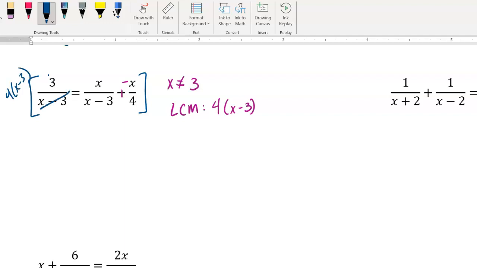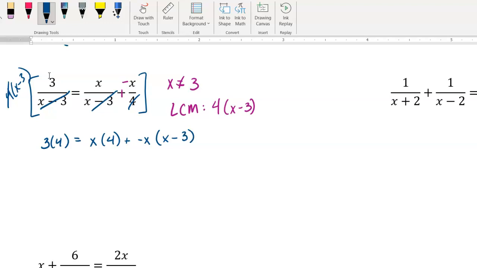So that first one, the x minus 3 and x minus 3 would cancel out. We're left with 4, so we'd have 3 times 4. I'll just write it like that. For the next fraction, again, we have x minus 3 in the denominator. So that x minus 3 and this x minus 3 would cancel out, leaving us with x times 4. And then in that last fraction there, the 4 and the 4 would cancel out, leaving us with x minus 3. So I'm going to have negative x times x minus 3.